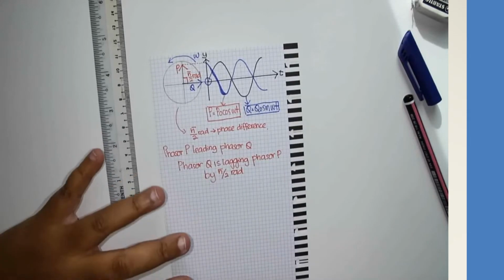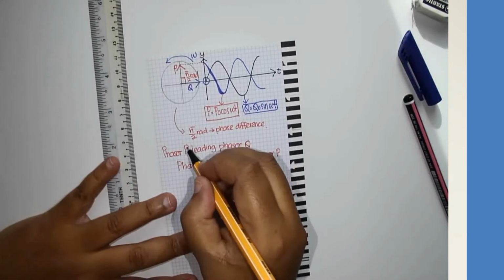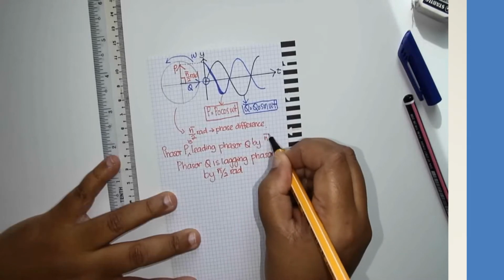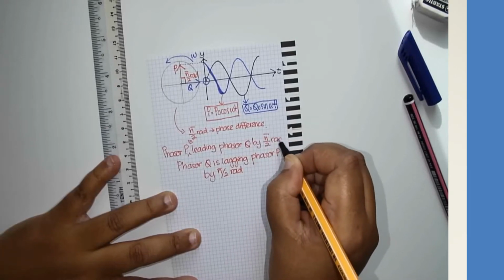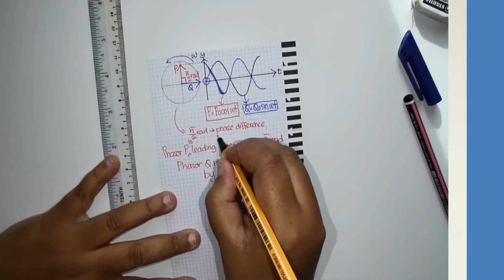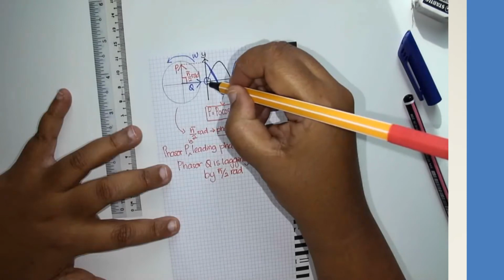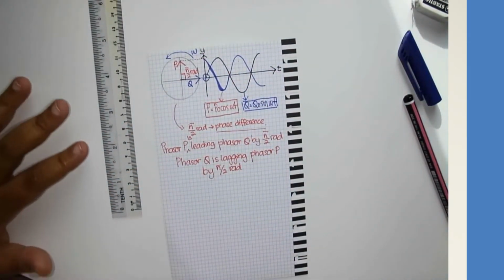You can also add by pi over 2 radian. You also can say phasor P is leading phasor Q by pi over 2 radian. So pi over 2 radian is called the phase difference. Is called what? Phase difference. So it's very important to see the initial position.